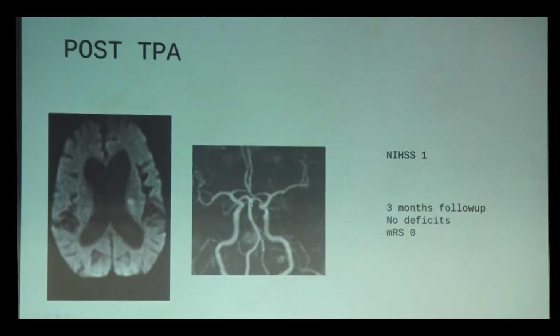So there is no large vessel occlusion in his TOF imaging. And post thrombolysis, his NIHSS improved to 1, and at 3 months follow-up he is currently mRS 0 with no deficits.